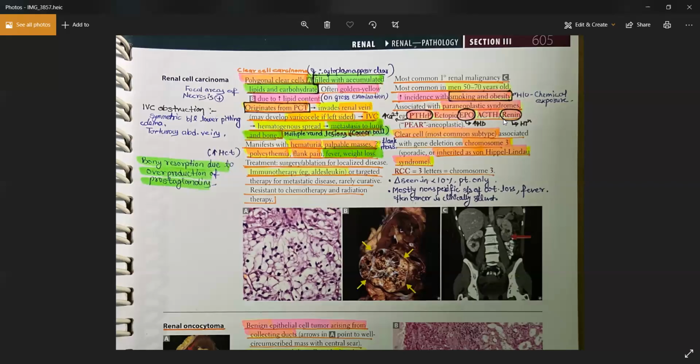Then renin will also be increased. They can also secrete renin, which will cause hypertension. So hypertension, high hematocrit with hyperviscosity symptoms like blurring of vision, flank pain, fever, and weight loss. These are the presenting complaints of the patient with RCC. The classical triad you will never see.